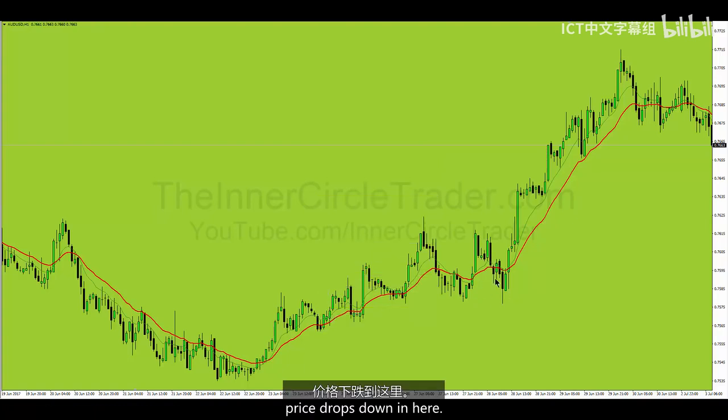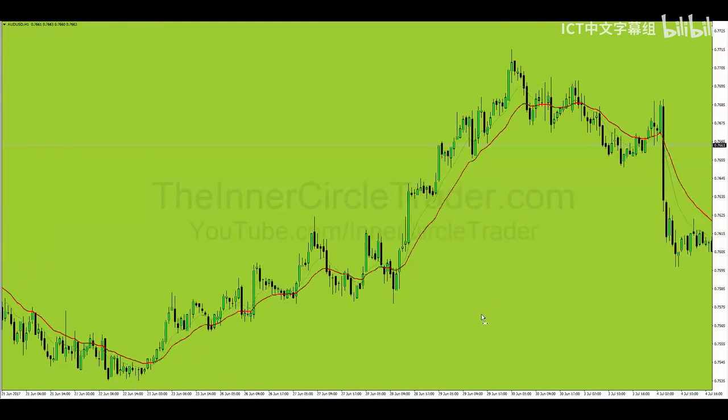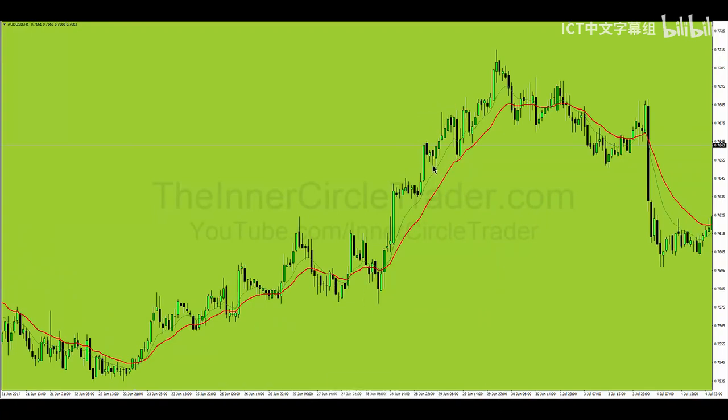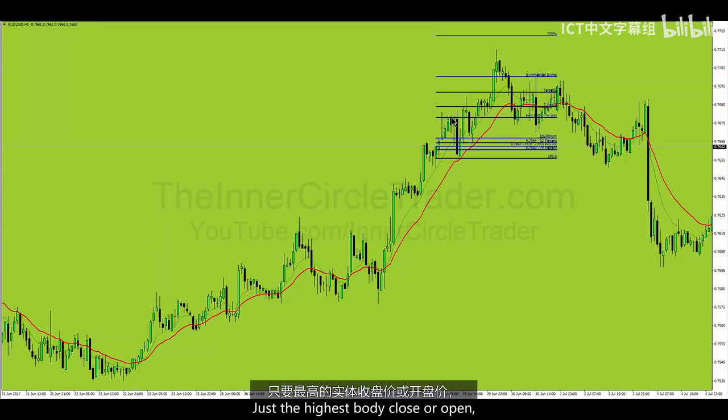price drops down in here. So we can't take a new setup here, but we can hold on to the one we did down here. Price starts to run, and now we have another one right in here. We have a potential swing up and down, and I'll show you that one right there. Just the highest body close or open, trades back down into it. Now it overshoots it a little bit because we are on a 1 hour chart, and I'm not using the wick, but your stop loss would be below here.